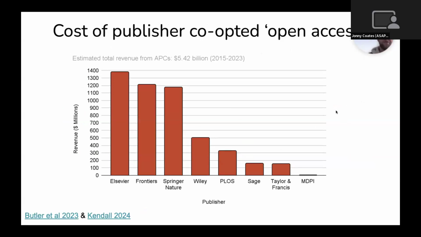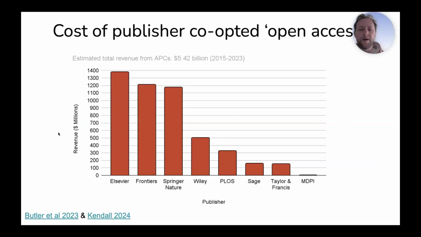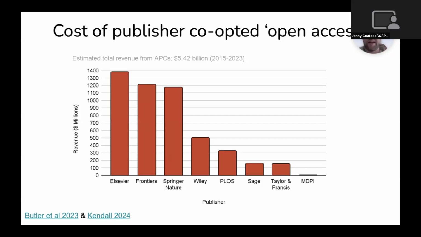Just another slide here on the cost of open access. So open access has been around for over like 30 years now. And certainly last year, there were a lot of articles around how open access has failed. Now, I'm not sure I completely subscribe to the notion that it has failed. I think it's achieved some things and not achieved other things. One of the things that has happened with open access in particular here is that I would say publishers have kind of co-opted this model.